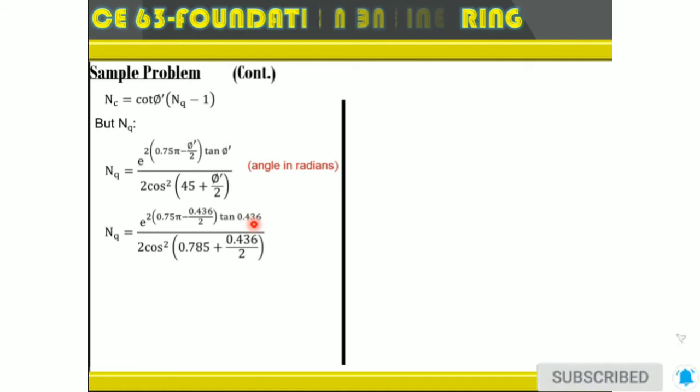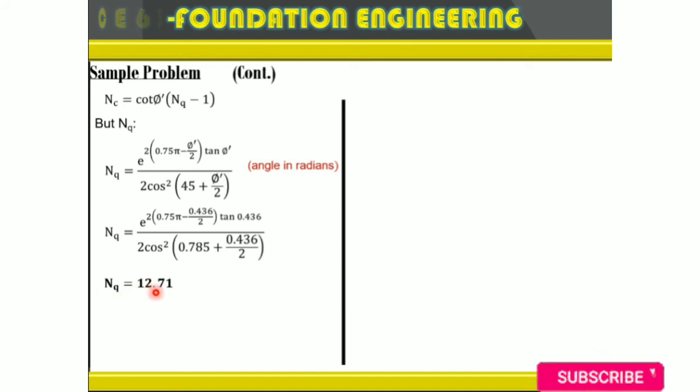And this 45 degrees you are going to convert also into radians. So this is the value of 0.785 radian for this 45 degrees, and this phi prime is equal now to 0.436 radian. By that you can use your calculator and calculate the value of our Nq, which is 12.71.